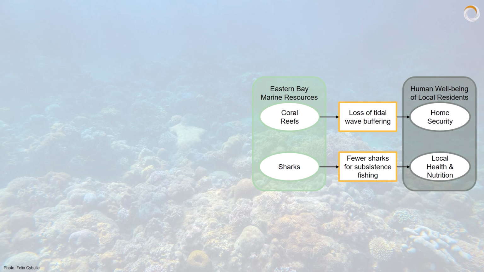A situation model also illustrates how relevant communities, residents, and/or stakeholders depend on priority ecosystem species and habitats. Here you can see the ecosystem services that coral reefs and sharks may provide and how they connect to elements of human well-being.